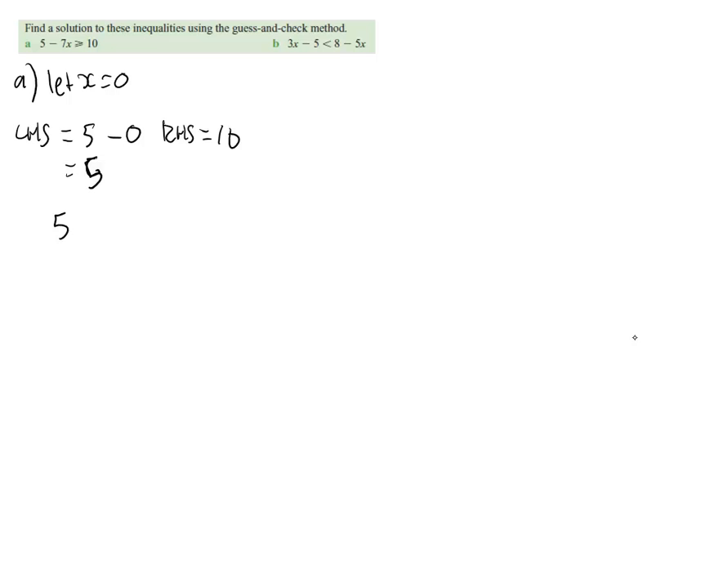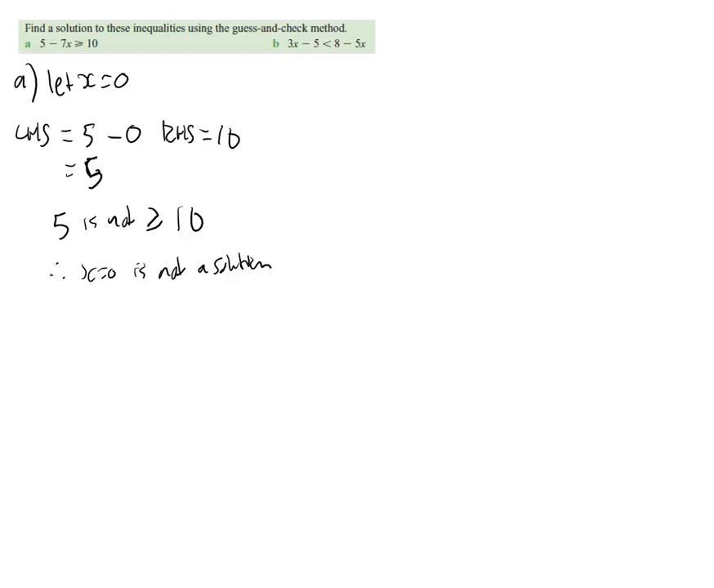So 5 is not greater than or equal to 10. Whoop. So therefore, x equals 0 is not a solution. Okay, not a great first guess. Not a solution. Let's try another one, or let's think a little bit about what could work.